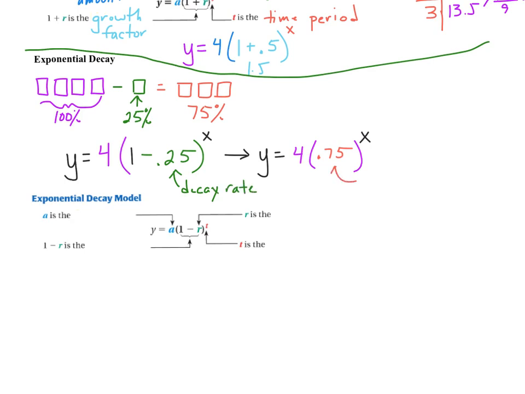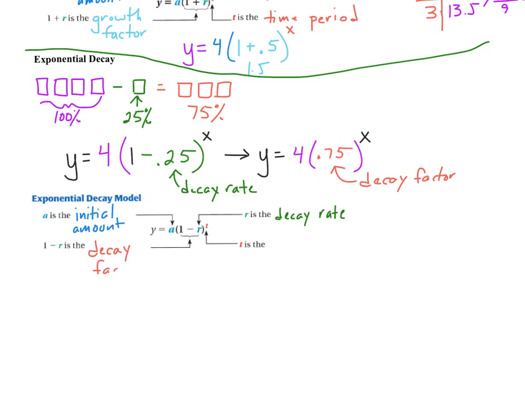Versus this one gives us just the decay factor. Okay, and let's label that down here as well. So A is still our initial amount, and that was our 4 that we had. Our R, that's our decay rate. And then our decay factor is that whole 1 minus R. So in our case it was 0.75. So this is our decay factor.